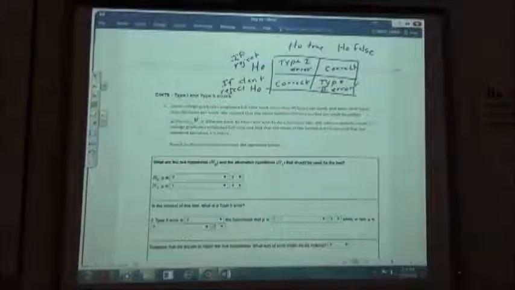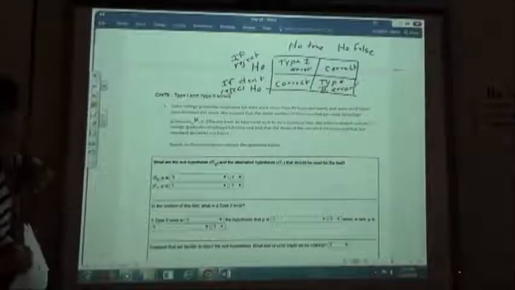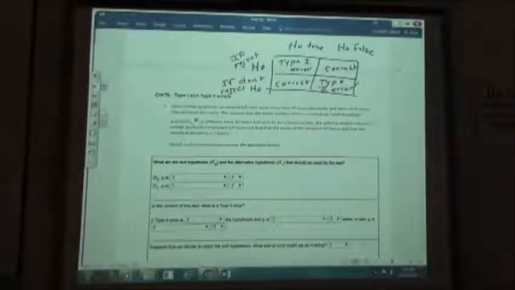So, that table's in your reading and in your notes. They're going to give us this word problem. First thing they're going to have us do is figure out what our null hypothesis and our alternate hypothesis is. Then the type 1 and the type 2 errors.